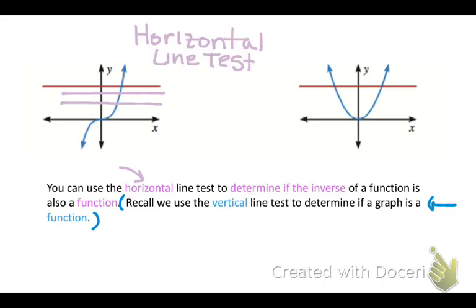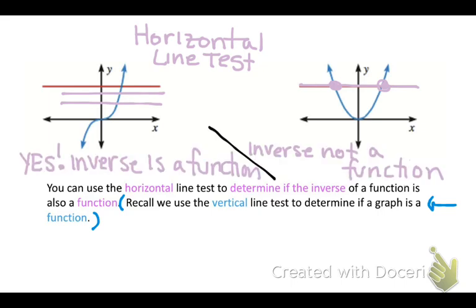You know a quadratic or a parabola is a function. It passes the vertical line test. It goes through just one intersection. However, you can see that when we try to do the same thing with the horizontal line, it goes through 2 points. So its inverse is not a function. If it passes both tests, it's a 1-to-1 relationship.